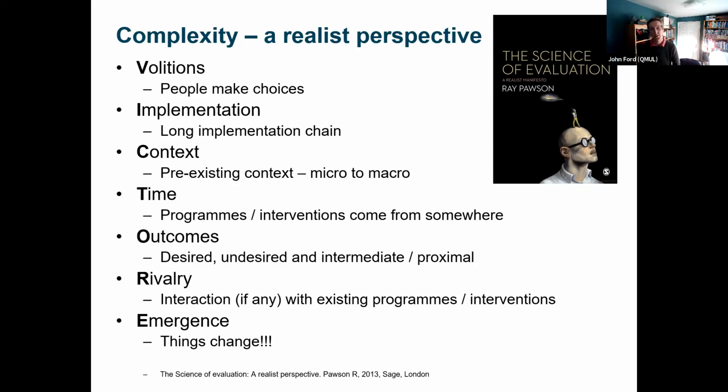Outcomes, there's usually not just one outcome. Programs have lots of different outcomes. Some of them are the outcomes we want, some of them are outcomes we don't want or we don't expect. And the outcomes tend to be both short-term and long-term. There can also be competition with interventions. So, if we have a smoking cessation intervention, we know that actually there's competition with e-cigarettes, for example. So that competition or rivalry depends on different contextual factors as well. And then things change. So there's this idea of emergence, that as interventions are implemented, things move and change.